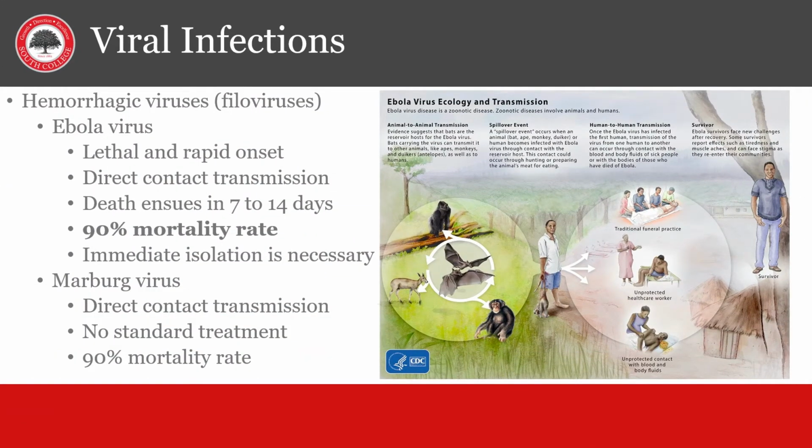There are 3 hemorrhagic viruses of the filovirus family. Ebola is the worst one. It comes from bats and monkeys, but once it goes to humans, it can be spread from person to person. It must be in close contact, so the human-to-human transmission is usually from caregivers or healthcare workers or those involved in funeral preparations. It has a 90% mortality rate and is very deadly. Marburg virus is very similar and also has a 90% mortality rate.